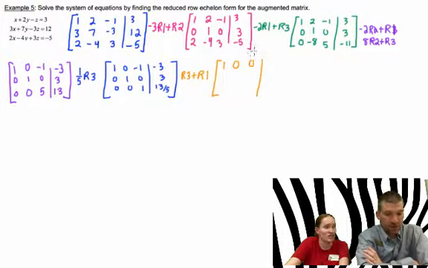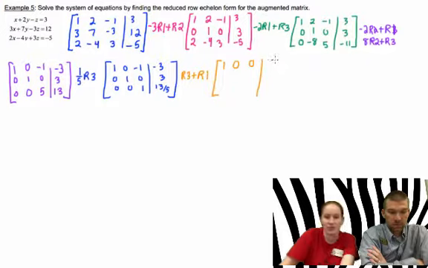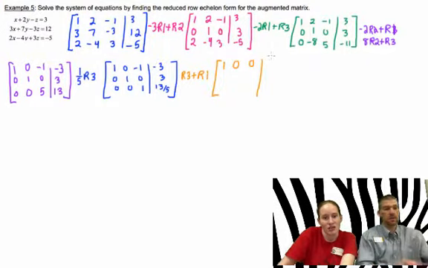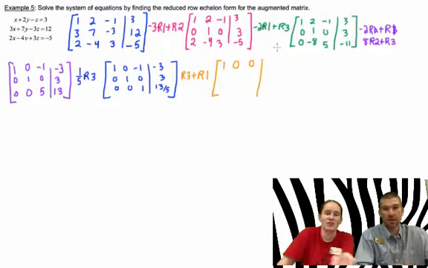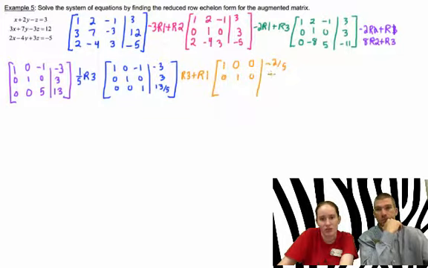13/5 plus a negative 3 gives us, does it give us negative 2/5? It better. Yeah, because negative 3 would be negative 15 over 5. So yeah, that gives us negative 2/5. And then 0, 1, 0, 3, and then 0, 0, 1, 13 over 5.